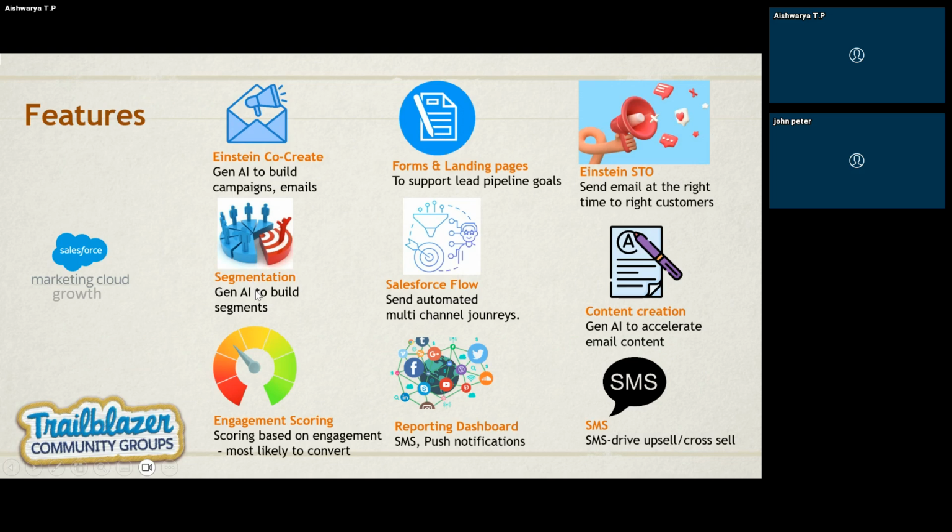Then segmentation is available. With the help of Gen AI, you can build segments. Then forms and landing pages, similar to Account Engagement, you can create here. Look and feel wise, it is mostly the same as Account Engagement. And feature wise, it is like a combination of Account Engagement and Data Cloud also. If you want to learn more on Growth, you should know basics of Engagement, you should know basics of Account Engagement, you should know Data Cloud.